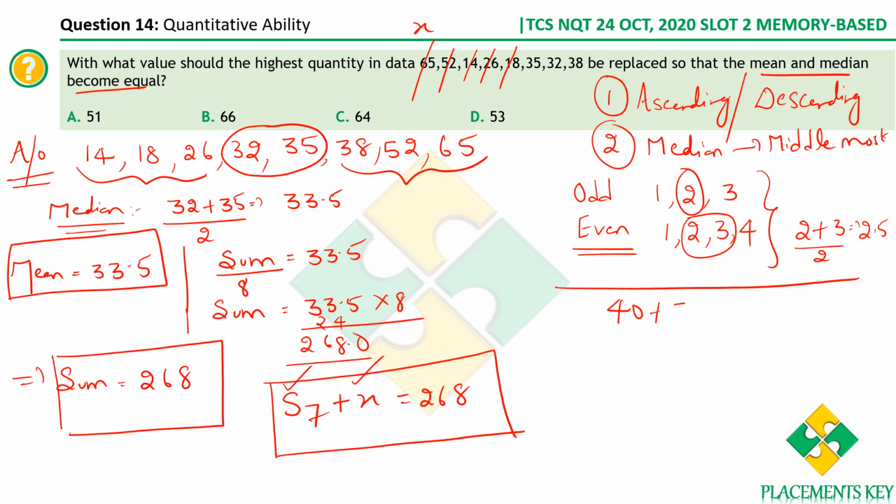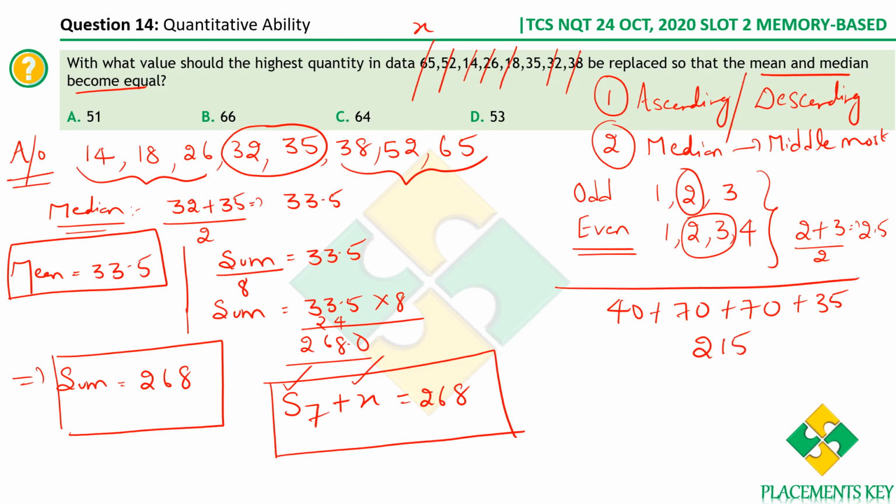See, grouping terms always helps. Then we have 32 and 38, which is also 70, and then only one lone term is remaining, which is 35. So if we add all of this, what do we get? 70, 70, 140. 140 plus 40 is 180. 180 plus 35 is 215.